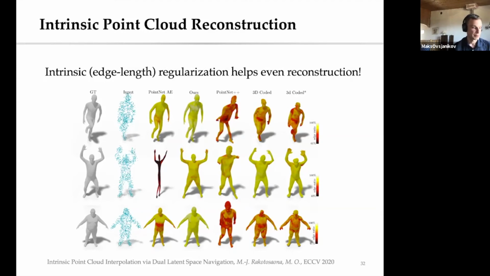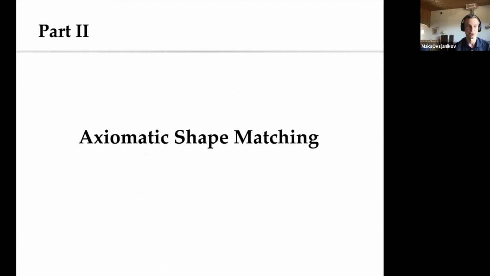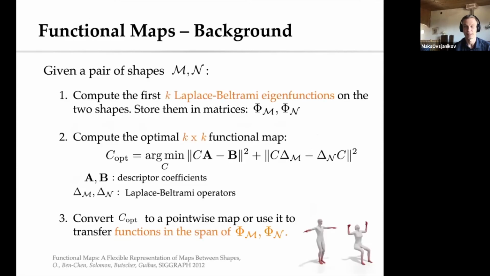Okay, so that was something that we did for shape interpolation. And in the remaining part, I wanted to talk about shape correspondence problems. The first one is based on axiomatic shape matching. I introduced this functional map representation. And so for the past 8 years, we've been working a lot with many colleagues on doing shape correspondence with functional maps. So the standard, basic pipeline that we use for computing correspondences with functional maps looks like this.